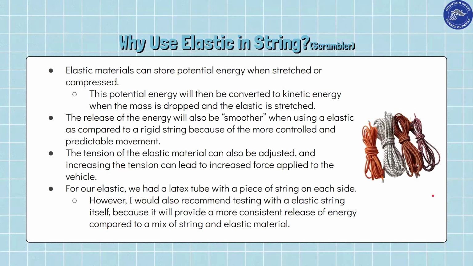So why should you use elastic and string? And this is specifically for your Scrambler launcher. Elastic materials can store potential energy when stretched or compressed, and this potential energy will then be converted to kinetic energy when the mass is dropped and the elastic is stretched. The release of the energy will also be smoother when using an elastic as compared to a rigid string because of the more controlled and predictable movement.